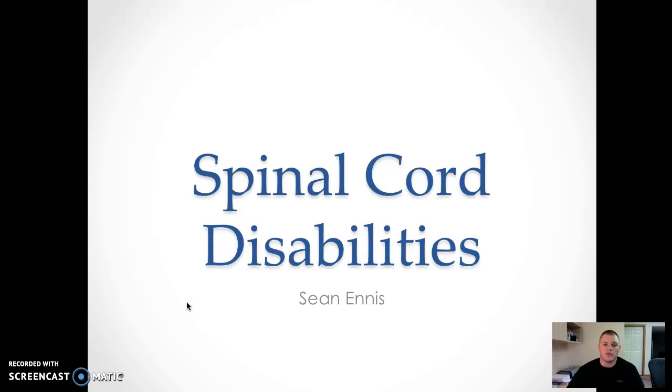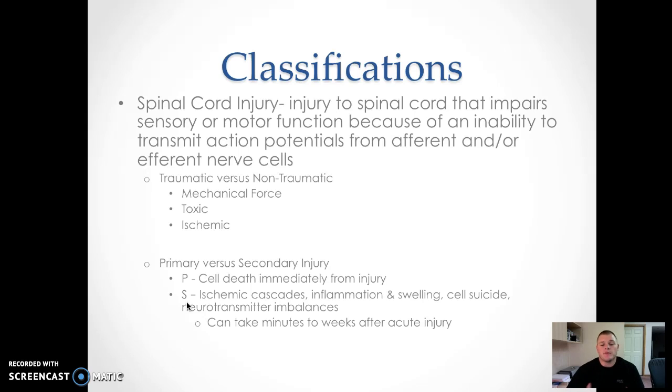I'll be discussing spinal cord disabilities. So spinal cord injury is an injury to the spinal cord that impairs the sensory or motor function because of an inability to transmit action potentials from afferent or efferent nerve cells. And we classify this by the way the injury occurred, either traumatically or non-traumatically. Traumatically would be a mechanical force from an acute event that would damage the spinal cord and impair function. Non-traumatically, it could be from disease, toxins, or ischemic ways that cut off blood flow to the spinal cord.